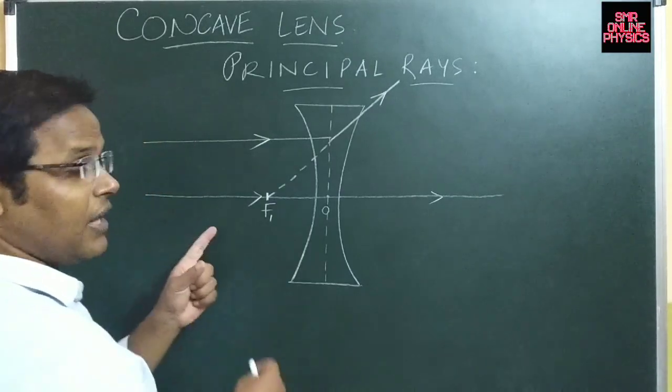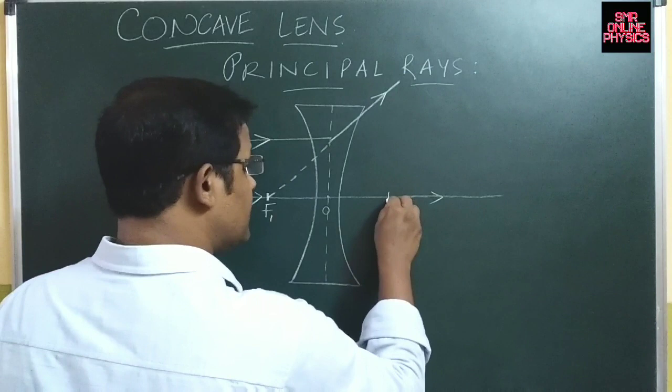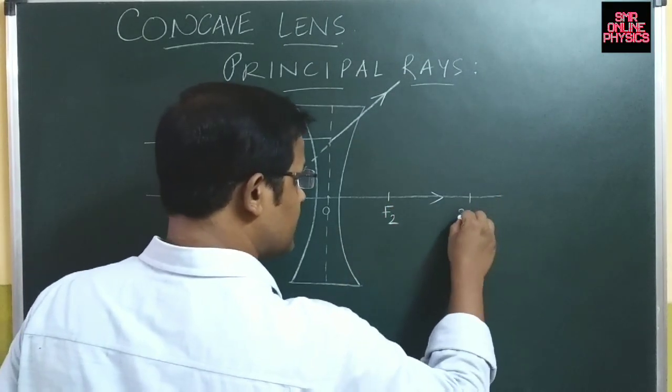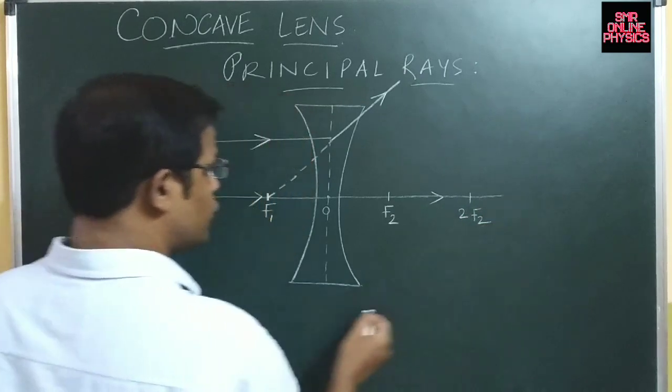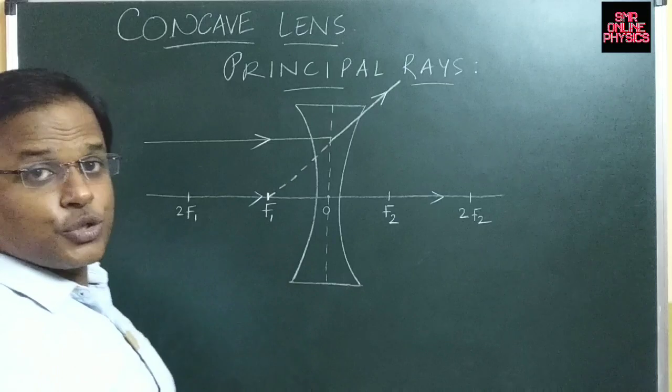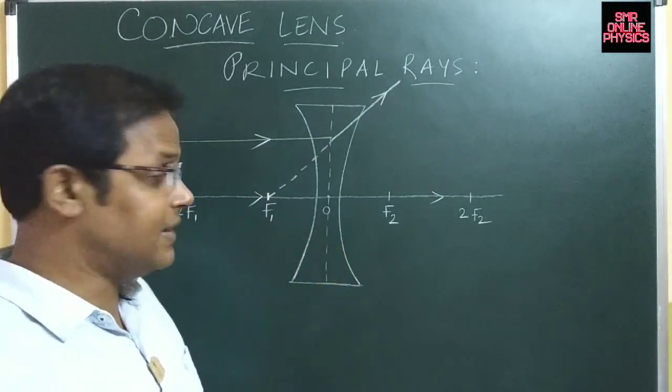Now, similarly, as you can see F1 here, there is another focus on the other side because it's again a double curvature lens. So we can have the center of curvature 2, and this is also your center of curvature 1 for these two curved surfaces of this lens.